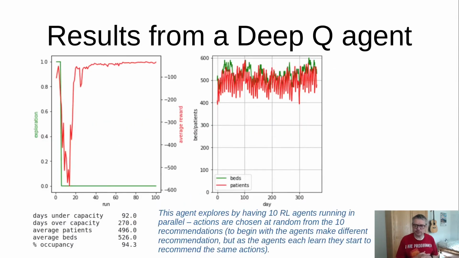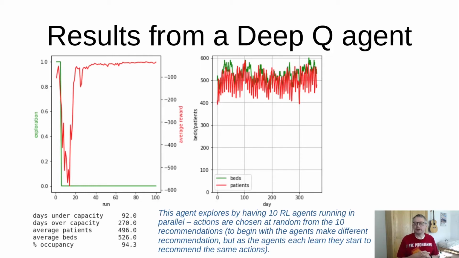So let's look at some first results. On the left, this is the number of runs, and each run is simulating a year of the hospital running. The red line is the performance in terms of the reward, and you see it actually gets quite bad. It gets worse to begin with as it explores, and then after a bit it starts to learn, and it can learn, you see, pretty quickly. The performance comes back up, and then it settles off and stabilizes.